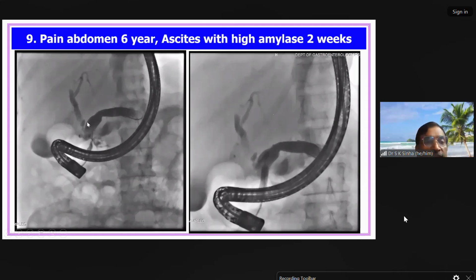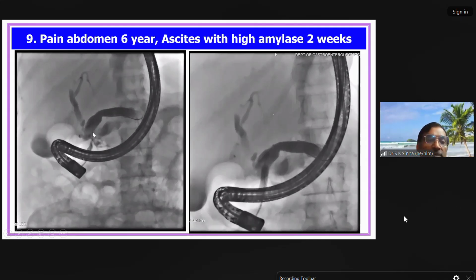So this is a grossly dilated duct, but what you see most importantly is there is a stricture here, and there is ductal disruption, and the contrast is leaking. So this is going into some obscure, undefined area, and this is very, very irregular. So this is ductal disruption, and this is leading to ascites with high amylase. So that is pancreatic ascites.